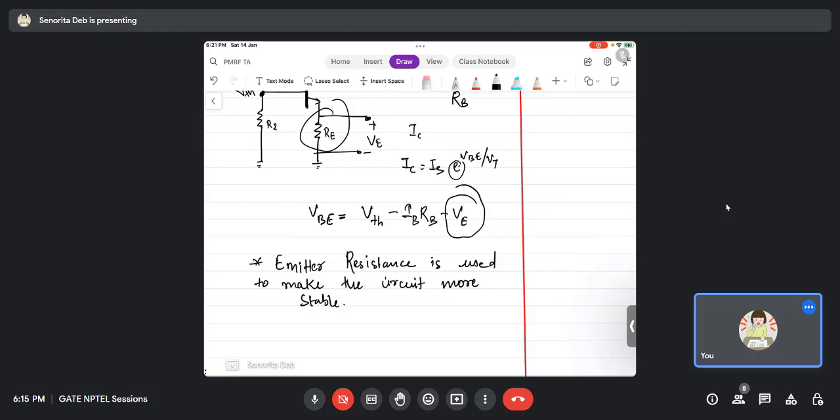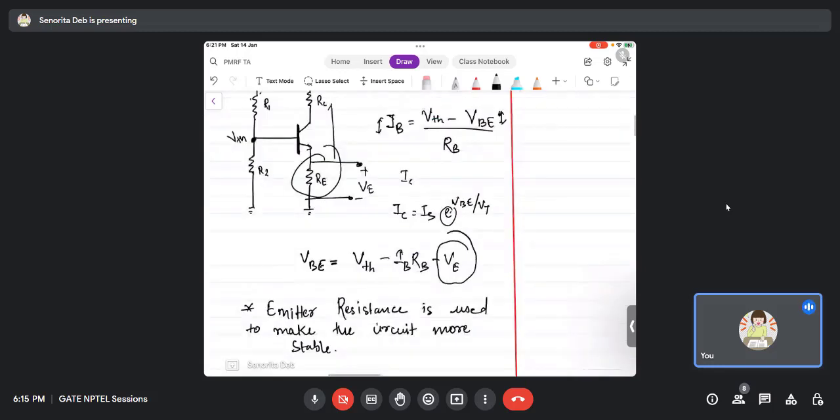Stable against what? Against VB variations or beta variations. Because beta variation will vary IC. IC variation will vary VB. So any variation in IC, IC has to cover this path, right? So IC goes through RE, and a part of the variation has to get dissipated across RE. So any variation across RE, I don't care, right? That is the voltage dissipation across RE, that is the power dissipation across RE. It won't affect my region of operation.